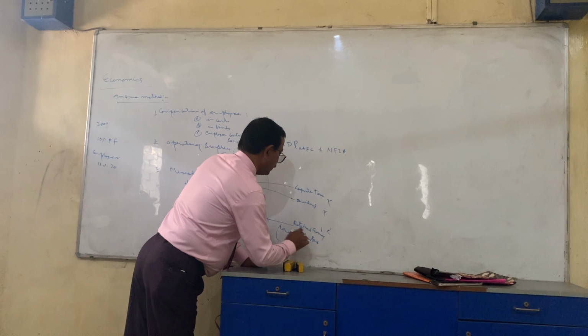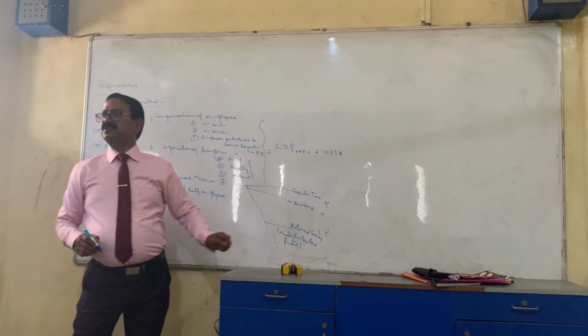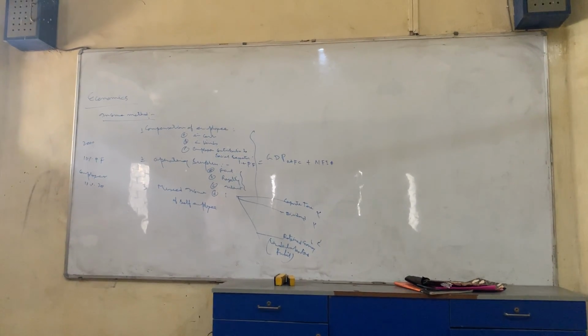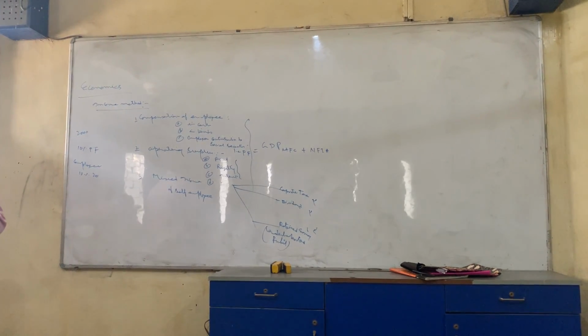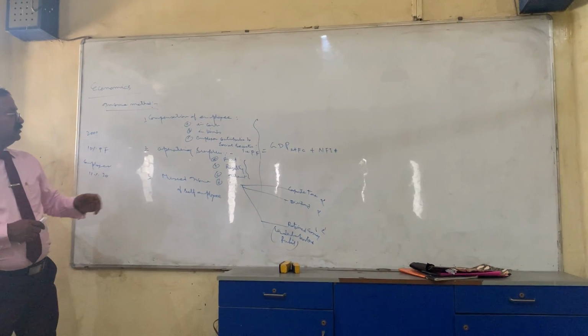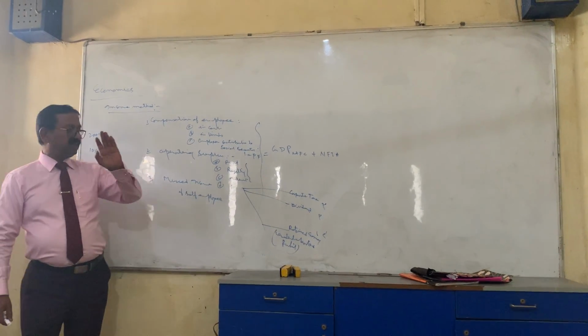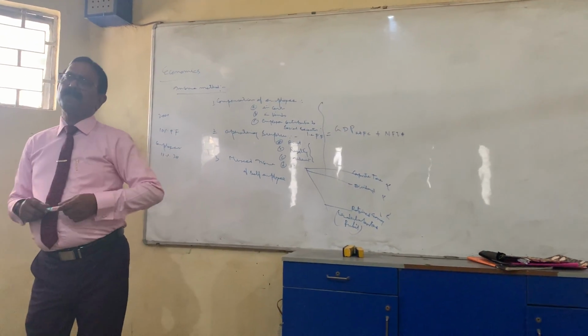Undistributed profit. Commerce students understood clearly undistributed profit. Those profits which are not distributed, which are still in the business, that is known as undistributed profit. So this second point, operating surplus, is also clear. Then mixed income of self-employed. What is this? Mixed income.